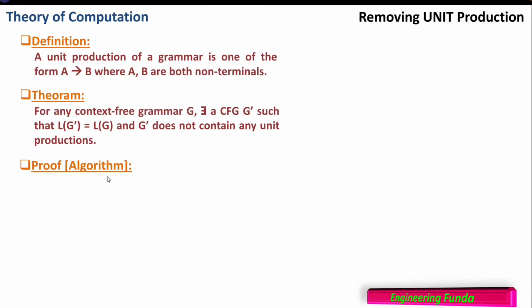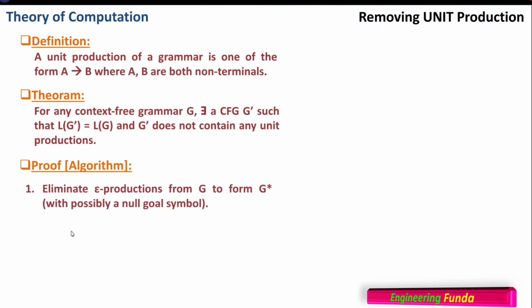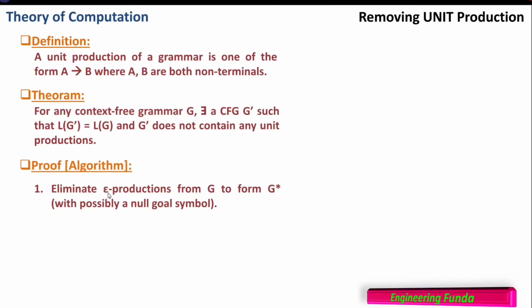Now the proof of this theorem becomes the algorithmic step for us. The first step says eliminate the null production from G to form another grammar G star with possibly a null goal symbol. So if you have a grammar G having null production, then first you have to remove that null production to proceed ahead of removing the unit production.